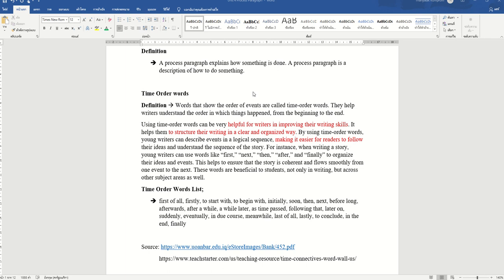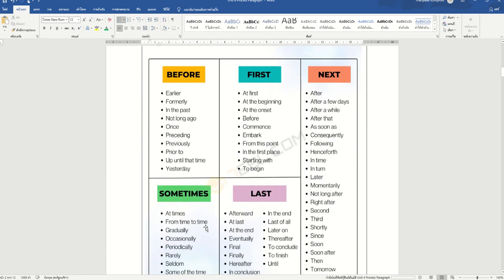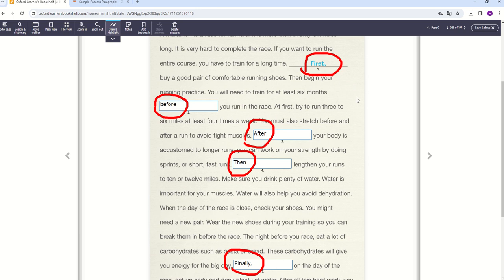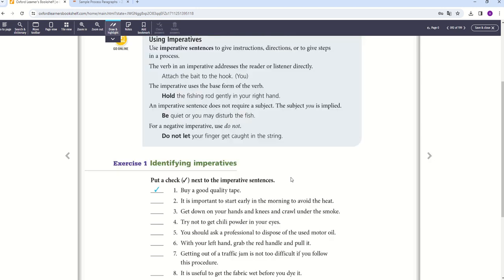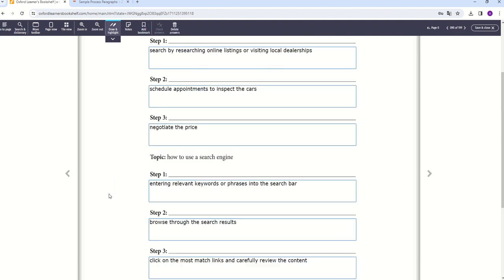Not only time order words, but it can be something else which relates to the type of paragraph that you are writing. All right. Here is also the list of the time order words, and also right here as well. So I hope it is useful for you in your writing. All right. Okay, so now let's get back to our homework. Homework is on page 90, right? Okay, yes, this one.